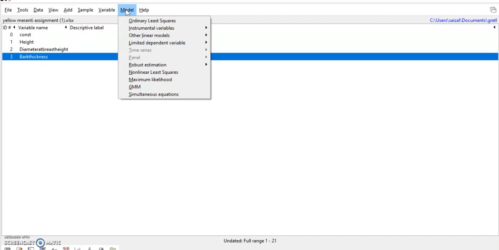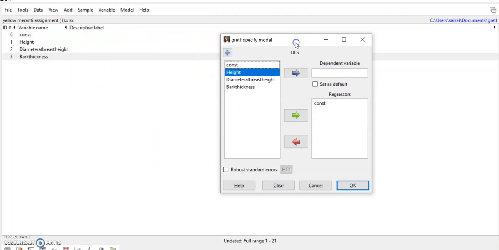Okay, so click model, and then choose OLS, ordinary least squares. So this is the regression model that we will use in order to identify the significance of the diameter as well as bark thickness in explaining the height of Yellow Meranti. We have the dependent variable, which is the height. So choose height, click this button, and then after that we also have the regressors. Regressors also represent the independent variables, diameter, and then the bark thickness.